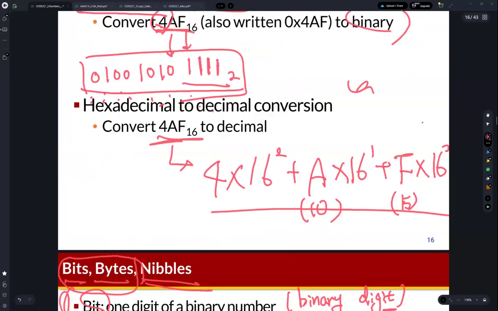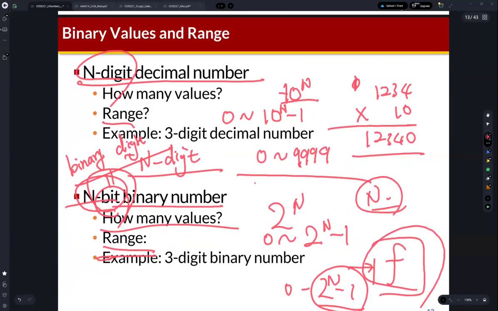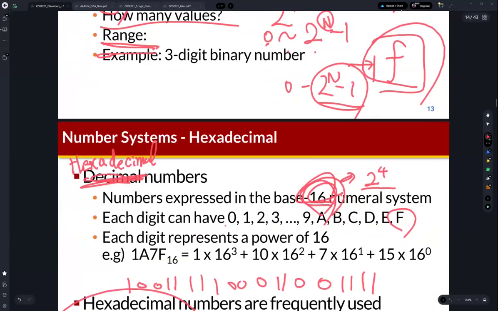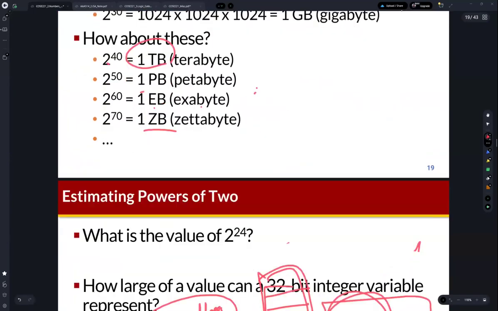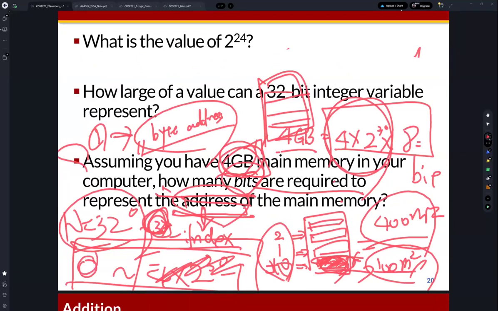Because using an n-bit binary number, we can represent from 0 to 2 to the power of n minus 1. And in this question, we need to represent the numbers 0 to 2 to the power of 32 minus 1, because it's 4 multiplied by 2 to the power of 30. So we require 32 bits for the address of main memory. Understand? I hope everyone can understand.